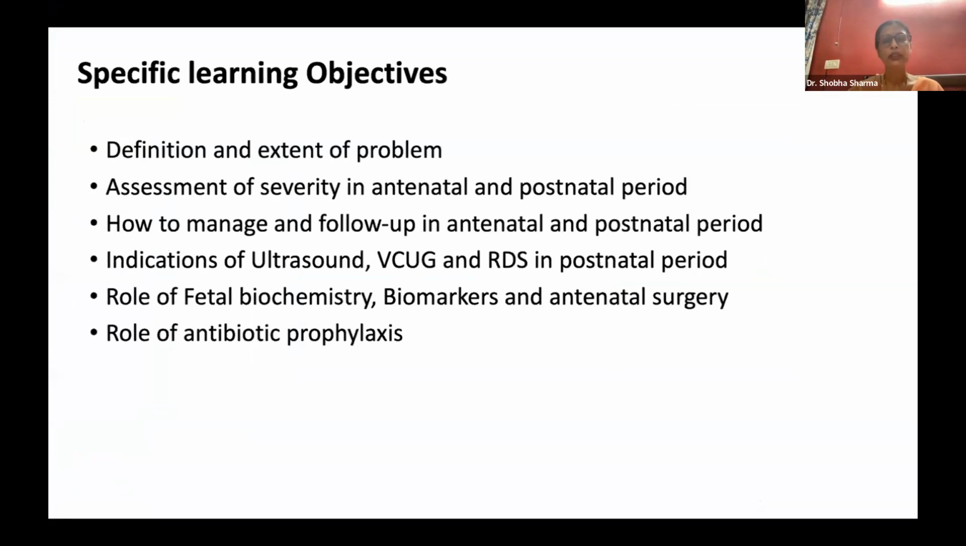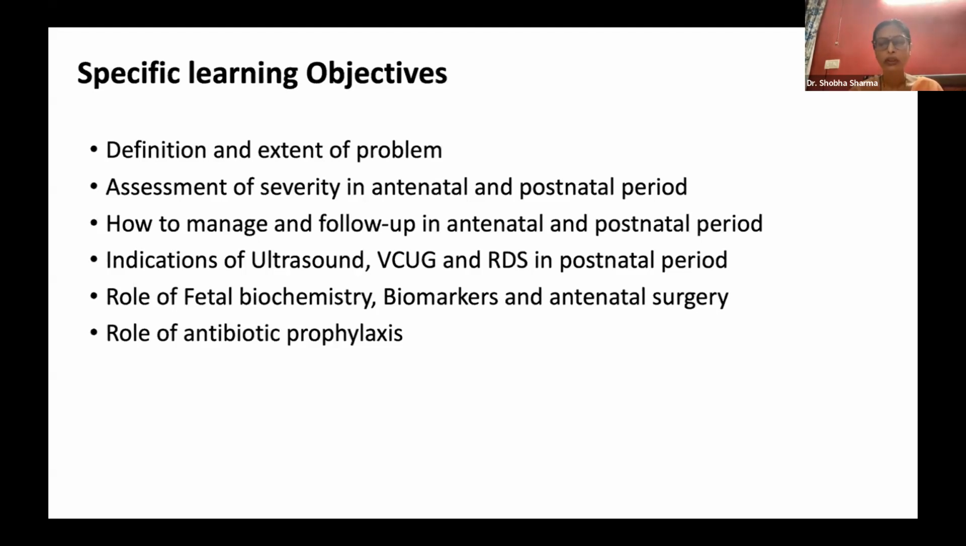So the learning objective from this talk should be the definition and extent of the problem, assessment of severity in both antenatal and postnatal period, how to manage and follow up these children both in the antenatal and postnatal period, then what are the indications of ultrasound and voiding cystourethrography and renal dynamic scan if we do it in the postnatal period. Then a little about fetal biochemistry, biomarkers, and role of antenatal surgery. And finally, about the role of antibiotic prophylaxis.